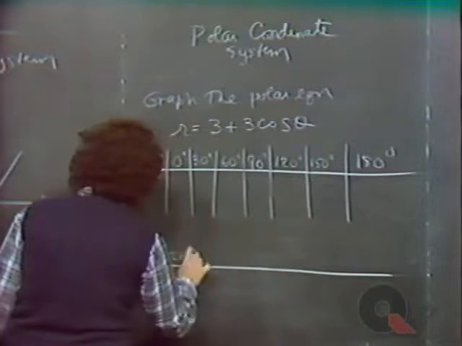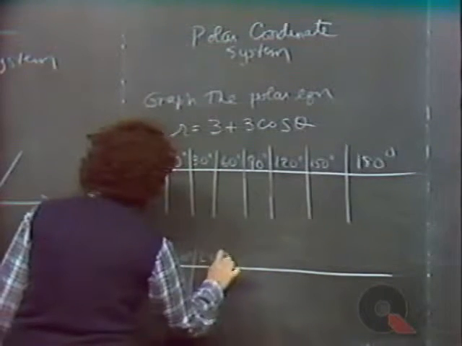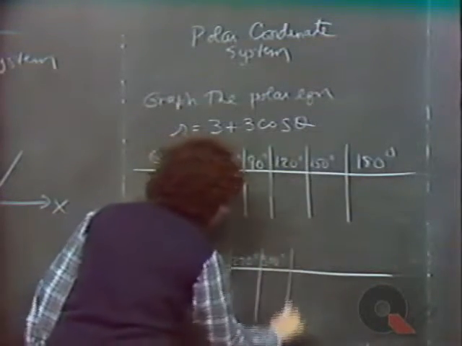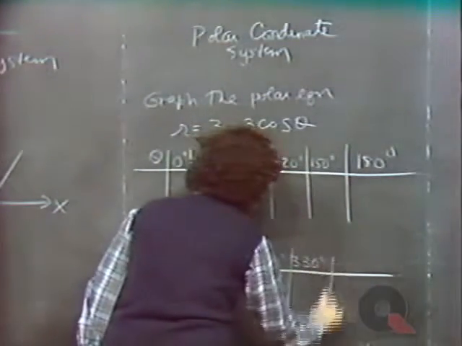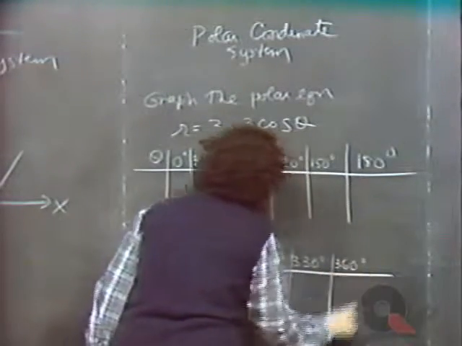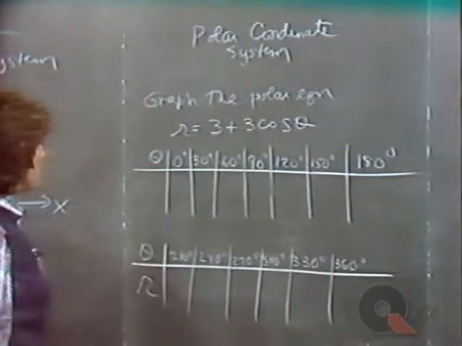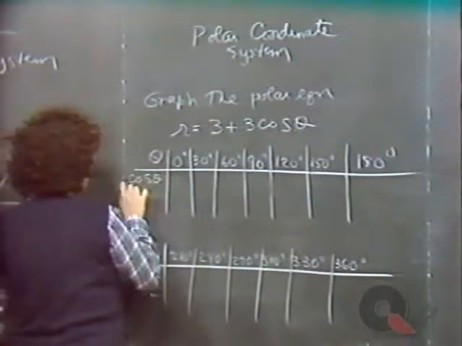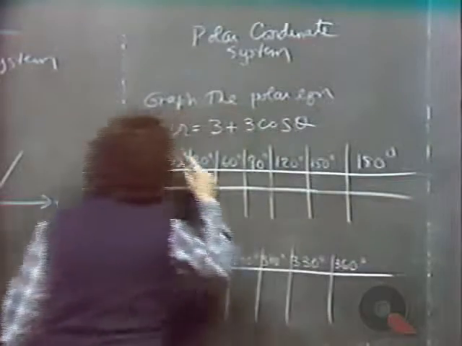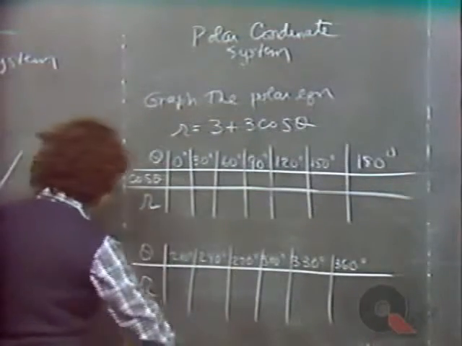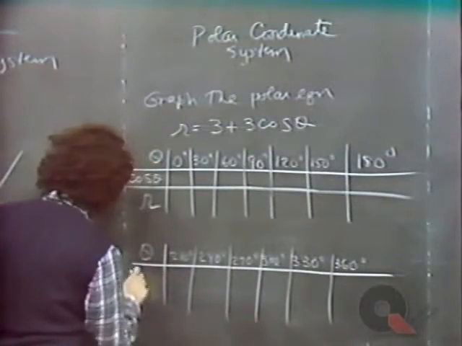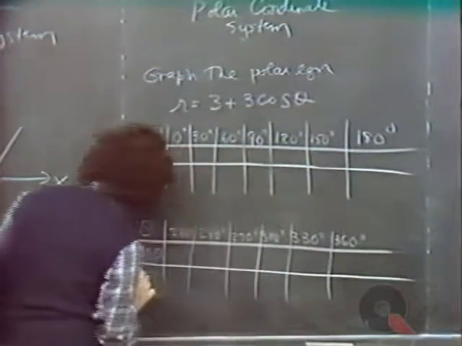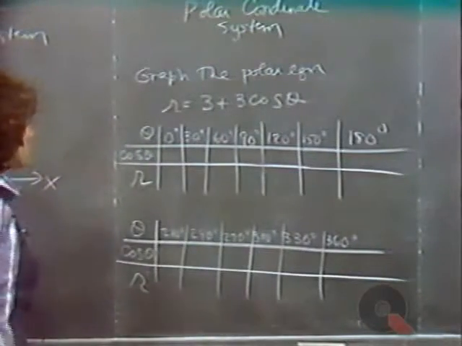So let's see, 210, 240, 270, 300, 330, 360. And in each case, we want to know the r value. I'm going to put in an extra line in the table. I'm going to write down the cosine in each instance as an intermediate calculation, and then the r, just to help us a little. So at least you'll know what you don't understand.